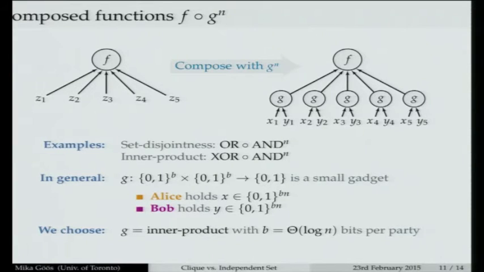So then Alice and Bob's input would be these b times n long binary strings, where the inputs are naturally partitioned into n blocks of b bits each. And obviously we'd like the gadget to be sort of complicated to compute, but still small. If g is complicated, intuitively you don't really know what the output of the gadget is before you communicate enough information about the corresponding inputs.